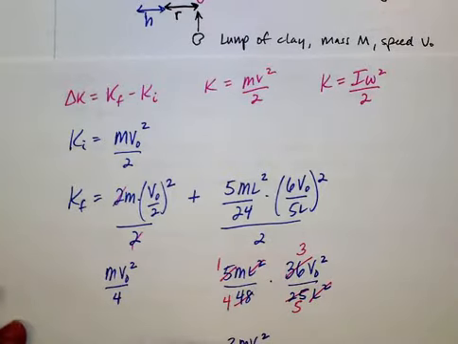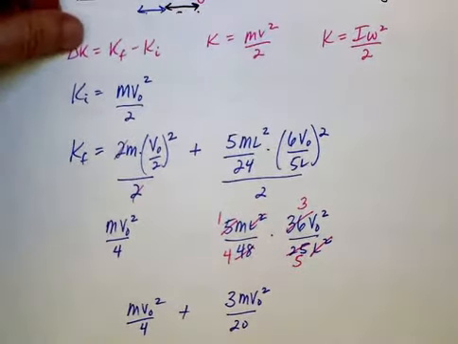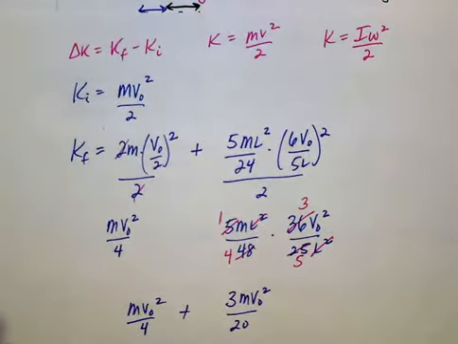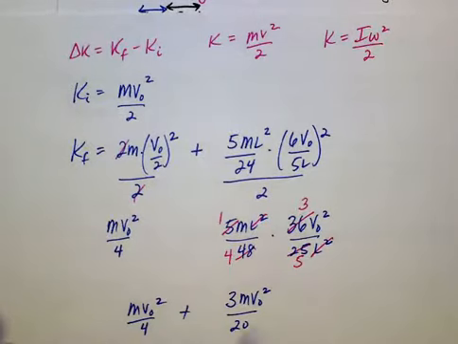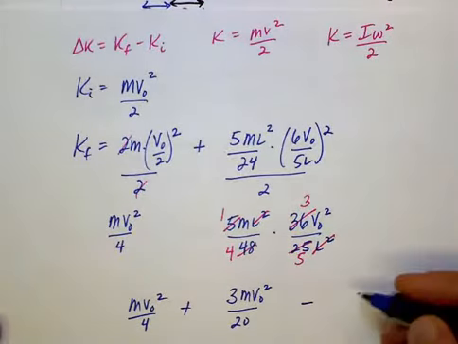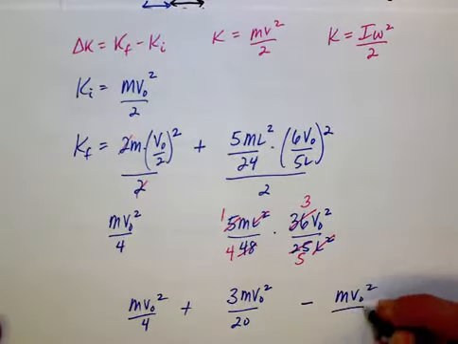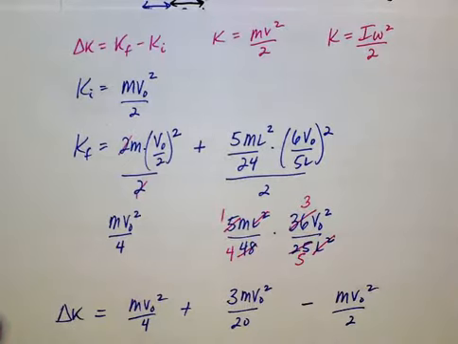Alright, so this, again here, 3 m v sub o squared over 20 plus the translational kinetic energy. So that's the kinetic energy at the end. And then we would need to subtract the initial kinetic energy. This would now represent the change. So this is the final, that's the initial.